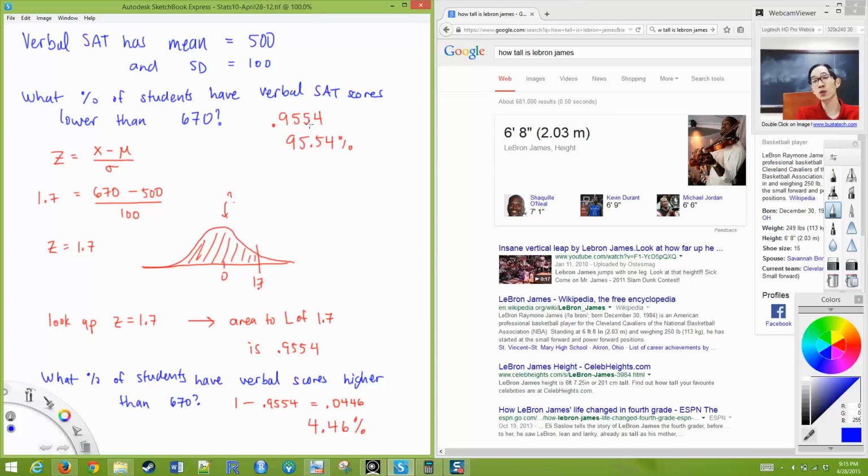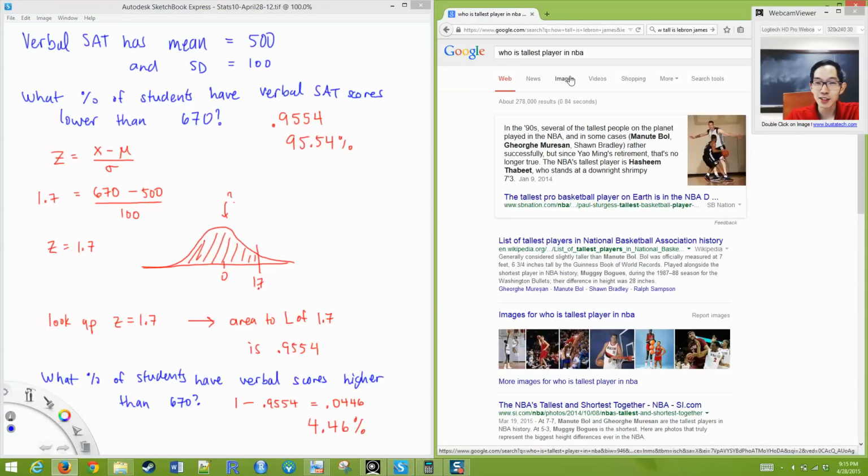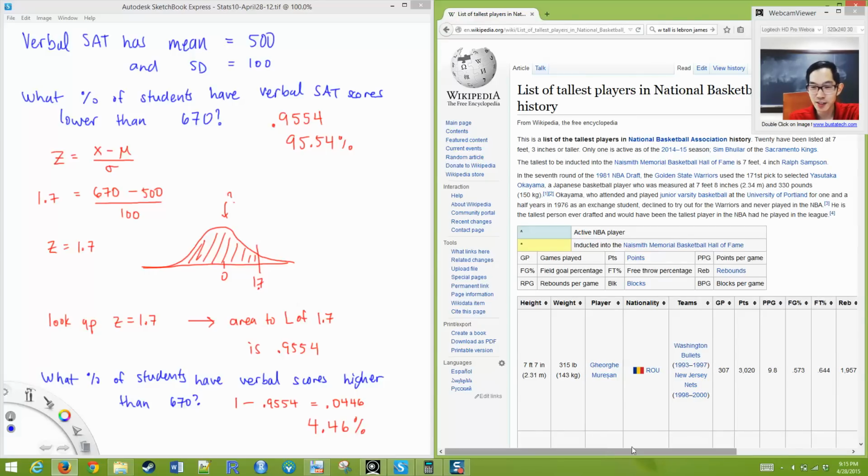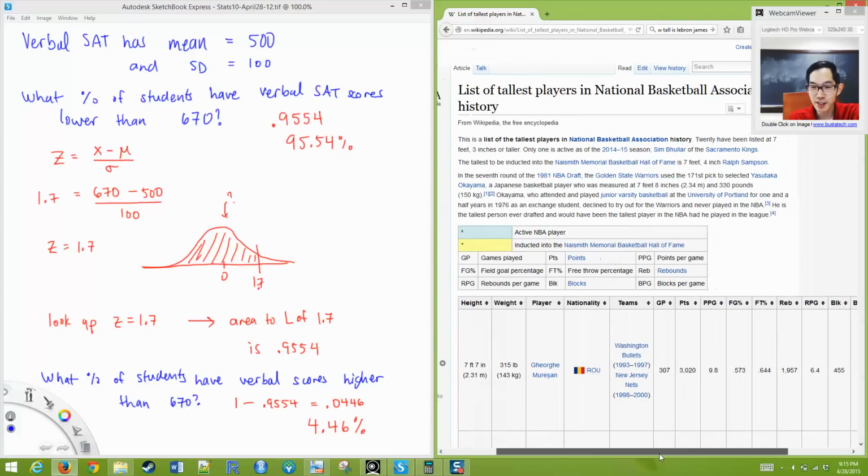Okay. Yes? The same question that we had before: if you would say higher instead of lower, how would you put it in the equation? If I said higher instead of lower, I did exactly that right here. This question is exactly the same. Instead, I just said, what percentage of students have verbal SAT scores higher than 670? That's exactly what I did here. You have to do the first part, exactly. So in order to get this, you have to do this part first.